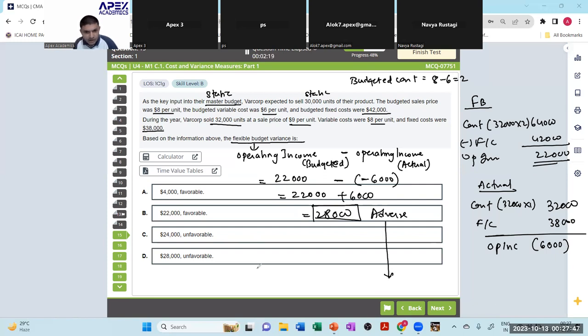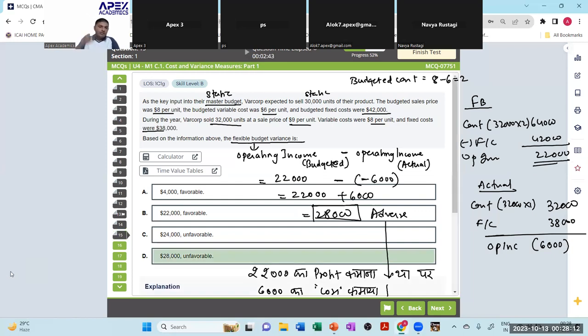Why is it adverse? अरे 22,000 का प्रॉफिट कमाना था. Yes or no? Yes, sir. पर मोदी जी ने क्या किया? 6,000 का लॉस कमाया. Are you understanding what I'm trying to say? So what is your answer over here? Your answer is 28,000 unfavorable. Am I clear about this? Yes or no? Yes, sir. Please go ahead and take a screenshot.